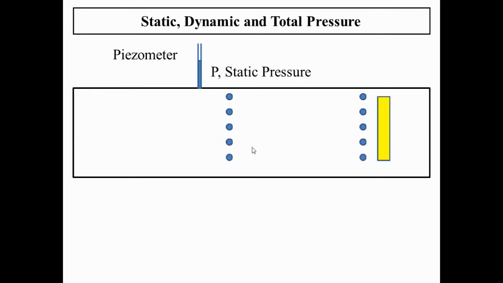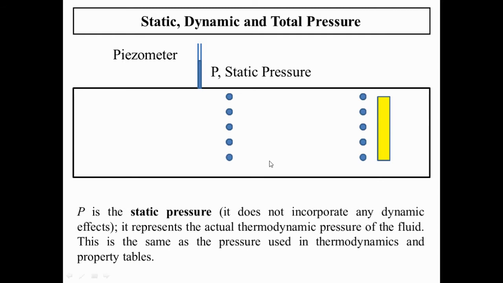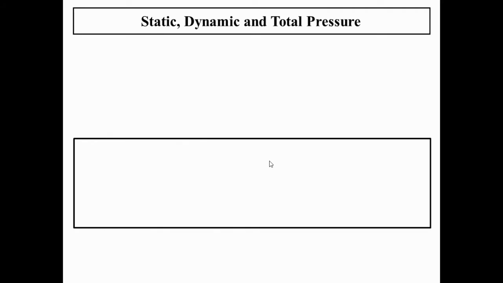We can measure the static pressure using a piezometer, and you can calculate the pressure head. It represents the actual thermodynamic pressure of the fluid, and this is the same pressure used in thermodynamics and other property tables. Then we look into what is dynamic and total pressure, or stagnation pressure.